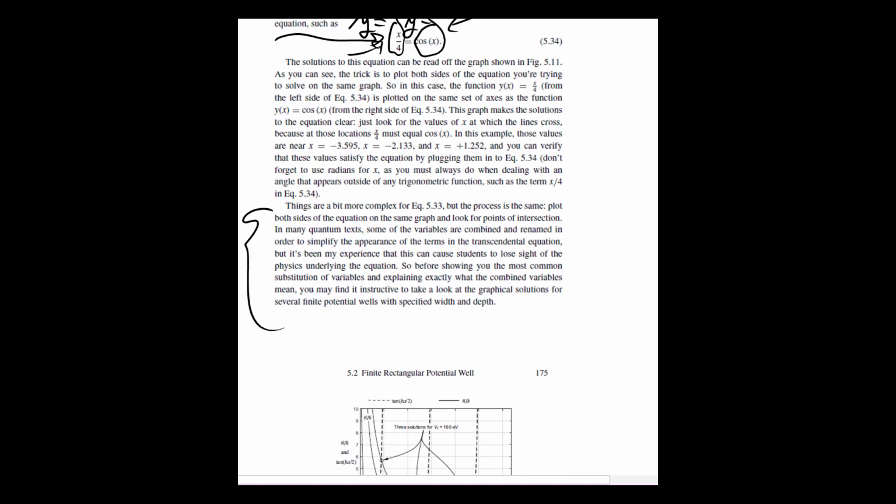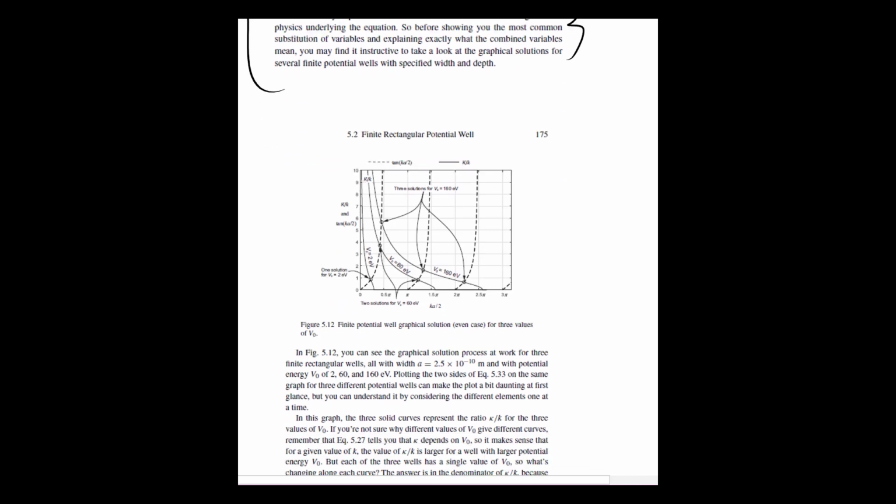As it says here, a little more complicated for the transcendental equation we have, in which kappa over k equals tangent of ka over 2. But the technique is exactly the same. As it also says here, in most quantum books at this point they introduce a substitution of variables in order to simplify the appearance of the terms in the equation, but I think it's a little more understandable if we actually use a real example for this, so I've included numbers in this graph. And you can see the graphical solution here.